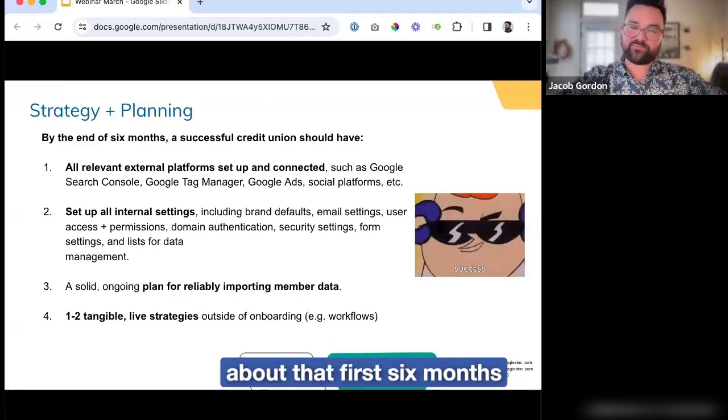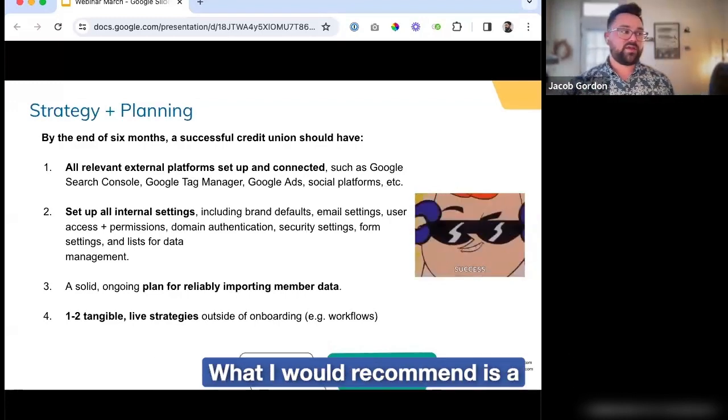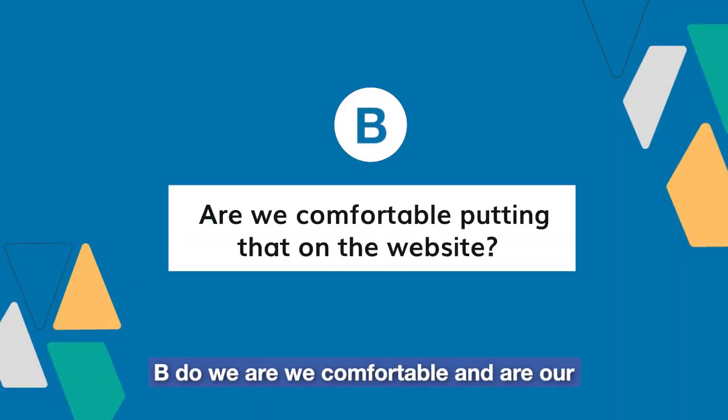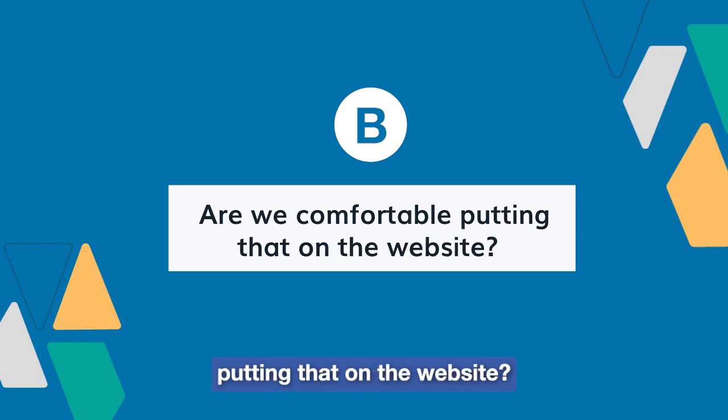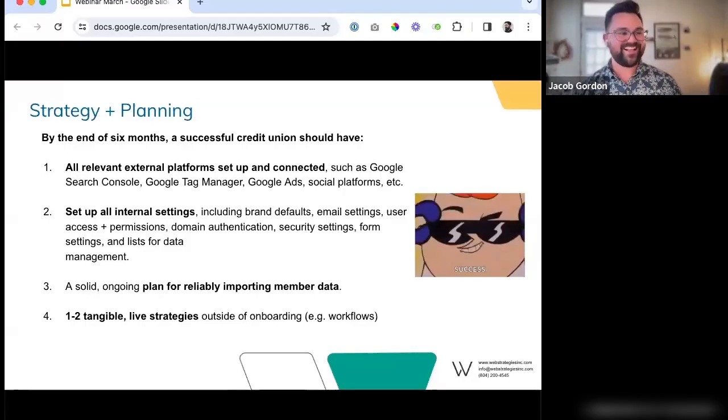But there are some things to think about ahead of time. When you're thinking about that first 6 months and that recommendation, what I would recommend is, A, do we understand what a step 0 form is? B, are we comfortable, and are our other teams at the credit union comfortable, with putting that on the website? C, what does tracking look like for us? Which of course is a whole other rabbit hole, right?